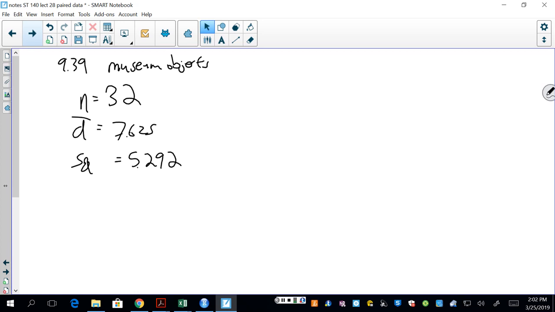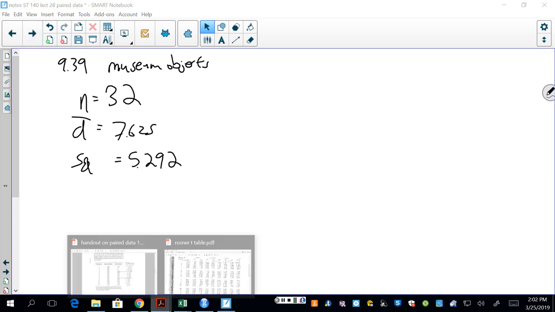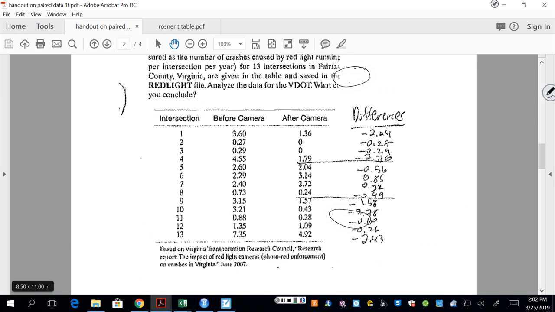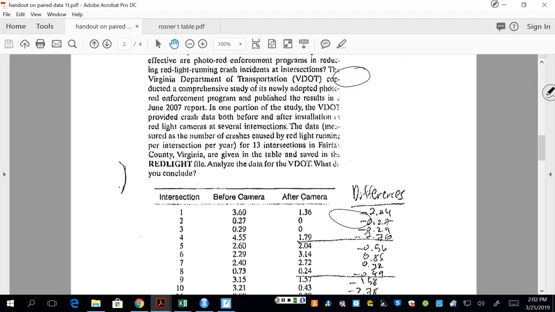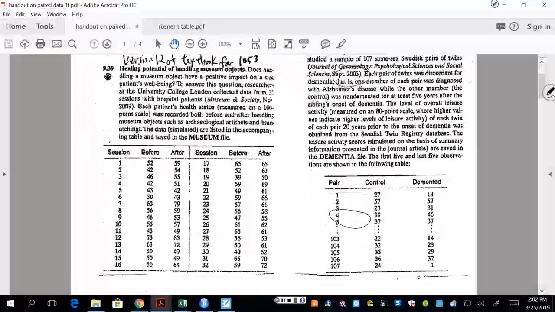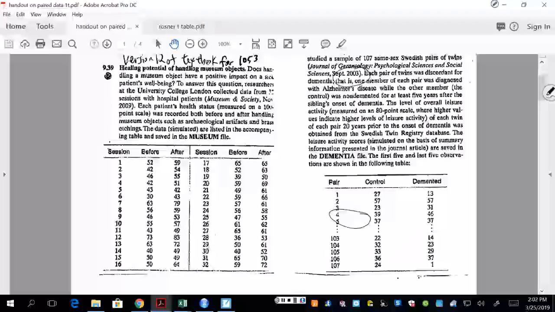So how would you summarize what's going on in this study? What exactly have they done? Is it similar to the other one? This is another before-after type of study.